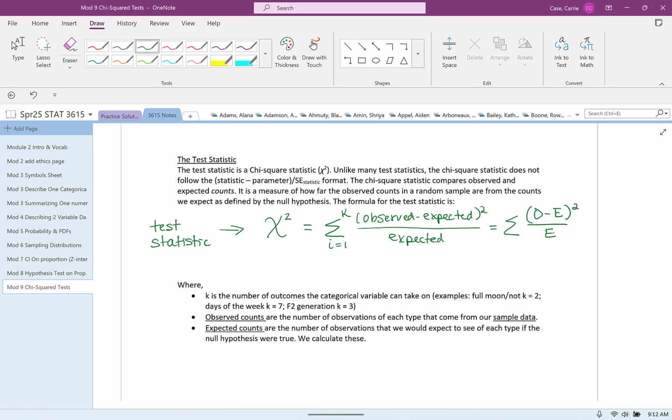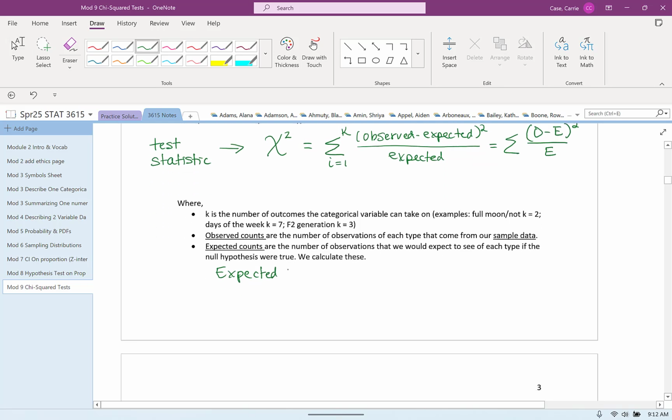O is our observed counts. These are the number of observations of each of the categories from our sample data. And the expected counts are the number of observations we would expect to see for each of the categories if the null was true. We have to calculate the expected counts. And so the expected counts are equal to n, remember n is our sample size, times the proportions in the null.